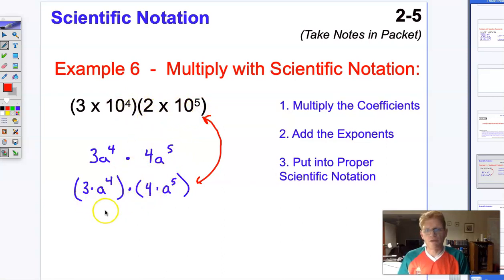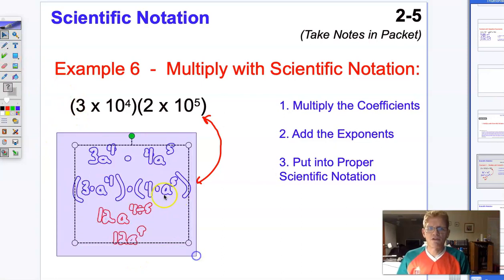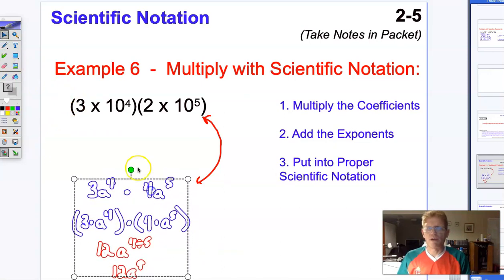We would simply multiply the 3 and the 4, grouping those together, and then multiply the a to the 4th and a to the 5th, which means we would add our exponents, and that would give us 12a to the 9th. So let's use that same process to solve the rest of this problem.